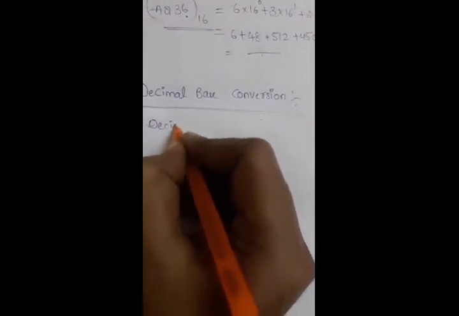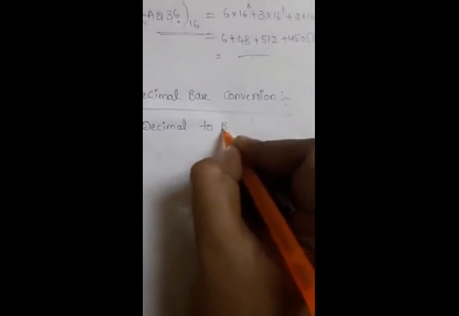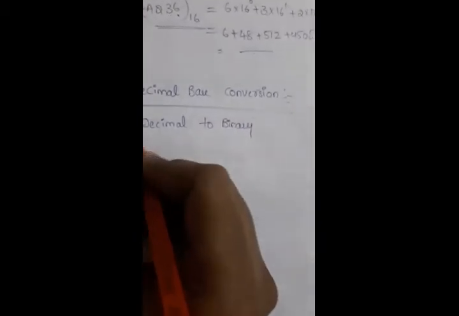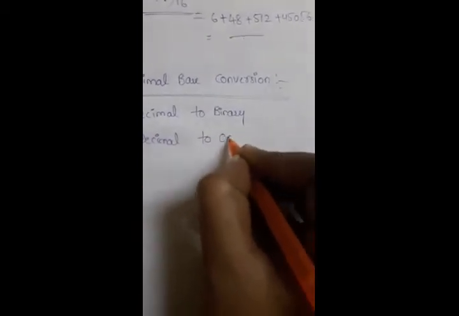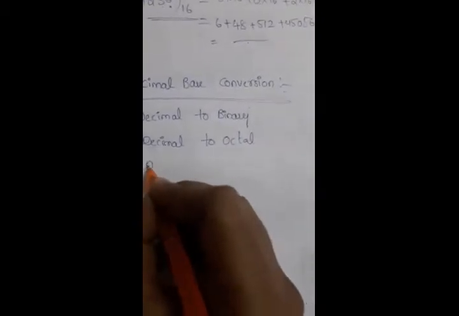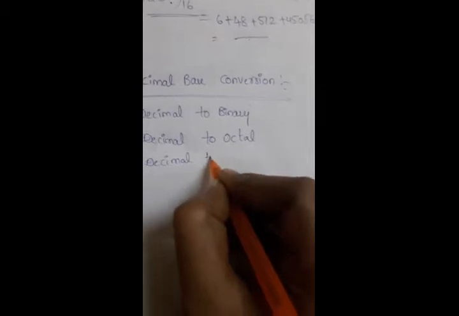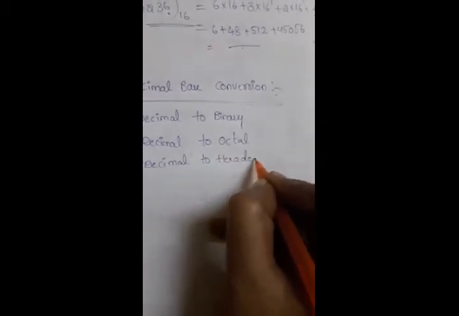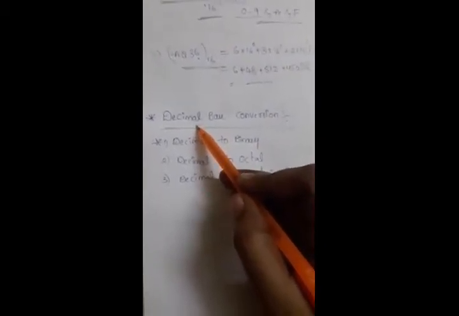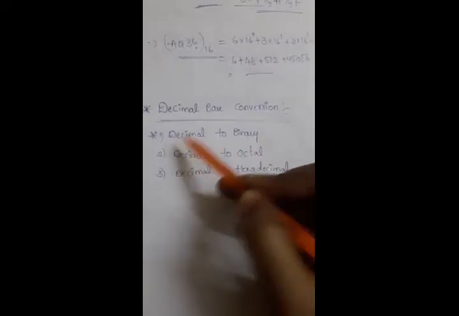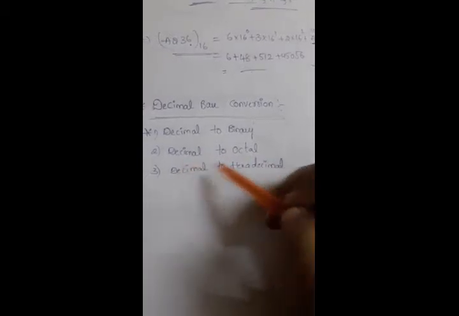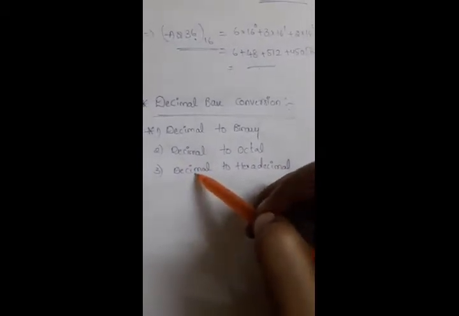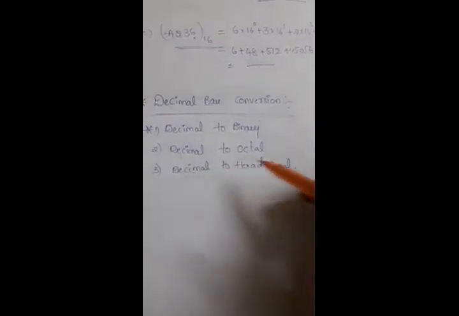So those are, first one is decimal to binary, and the second one is decimal to octal. Okay, the third one is decimal to hexadecimal. So that means we are converting base 10 to base 2, that is decimal to binary, and the second one we are converting decimal to octal, that is nothing but base 10 to base 8. The third one is decimal to hexadecimal, this is base 10 to base 16.